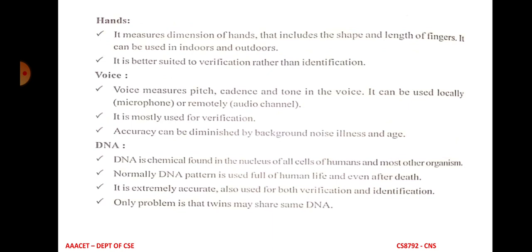Now, the last technique is DNA. DNA is found in the nucleus of all the cells of humans and most other organisms. Normally, the DNA pattern remains for the full span of human life and even after death. So it is extremely accurate and also used for both verification and identification. But the only problem with DNA is identical twins, right? So these are the 5 methods used for behavioral technique.